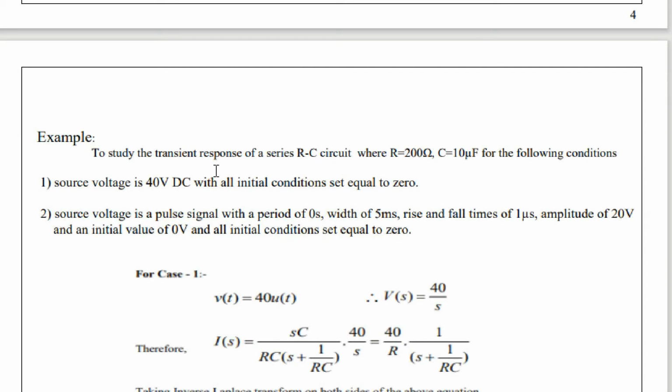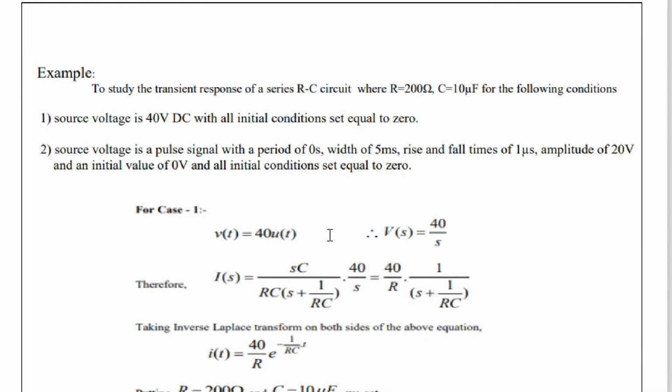So let us do some examples. To study the transient response of the RC circuit, here we are taking R equal to 200 ohms and C equal to 10 microfarads for the following conditions. We are considering two different cases by applying different input voltages. The first case is a source voltage of 40 volts DC with all initial conditions set to 0. The second case is a source voltage that is a pulse signal with a period of 0 seconds and width of 5 milliseconds, rise and fall times of 1 microsecond, amplitude of 20 volts and an initial value of 0 volts, and initial conditions all set to 0.